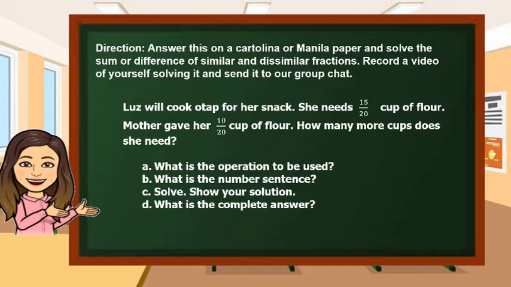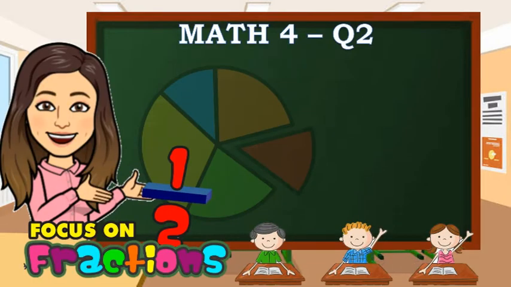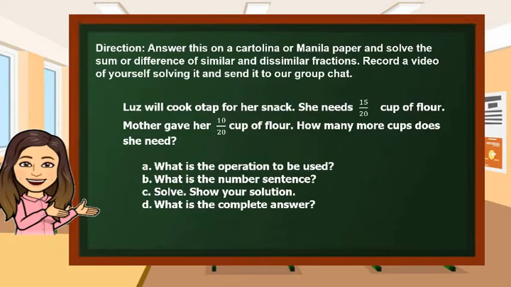Answer these using the questions below. What is the operation to be used? What's the number sentence? Solve or show your solution. And what is the complete answer? So that's all for adding and subtracting similar and dissimilar fractions.